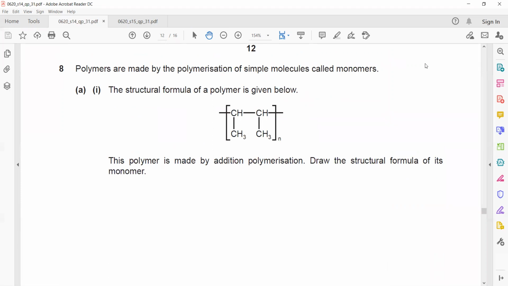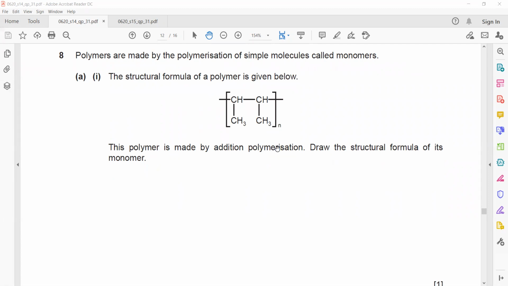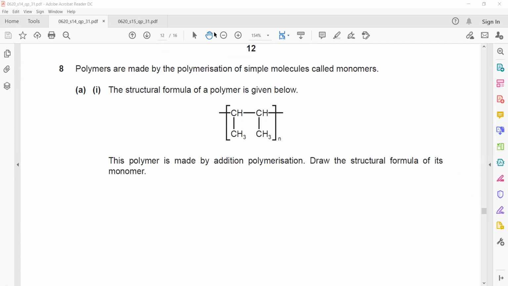A polymer can be made by polymerization of a simple molecule such as a monomer. The structural formula of a polymer is given. This polymer is made by addition polymerization. Draw the structural formula of the monomer. If you want to draw the monomer, just take two carbon atoms of the structure and draw them as they are. The only difference is that a monomer contains a carbon-carbon double bond, so there should be C double bonded with C.